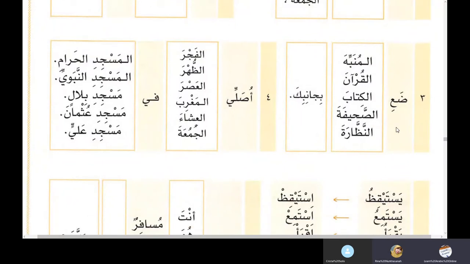Next. Previously, I told you that fi'l amr always has a sukoon at the end, but here we see a fi'l amr with a kasra. In reality, we have a sukoon here. But when we have alif lam, we read kasra. So for your ease, they have written kasra here. But in reality, we have sukoon here. Okay.